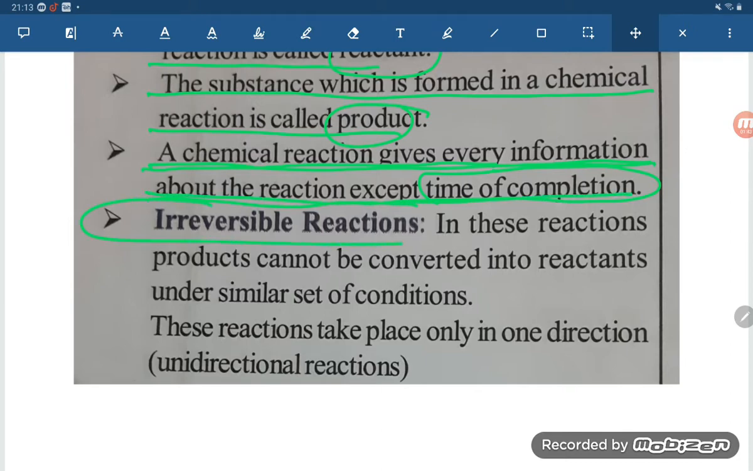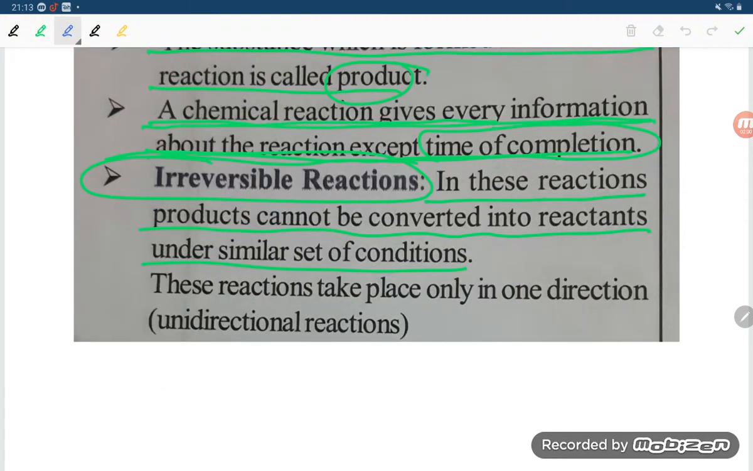First one is the irreversible reaction, students. In these reactions, products cannot be converted into reactants under the similar set of conditions. Keep this point in mind: in these reactions, products cannot be converted into reactants under the similar set of conditions.